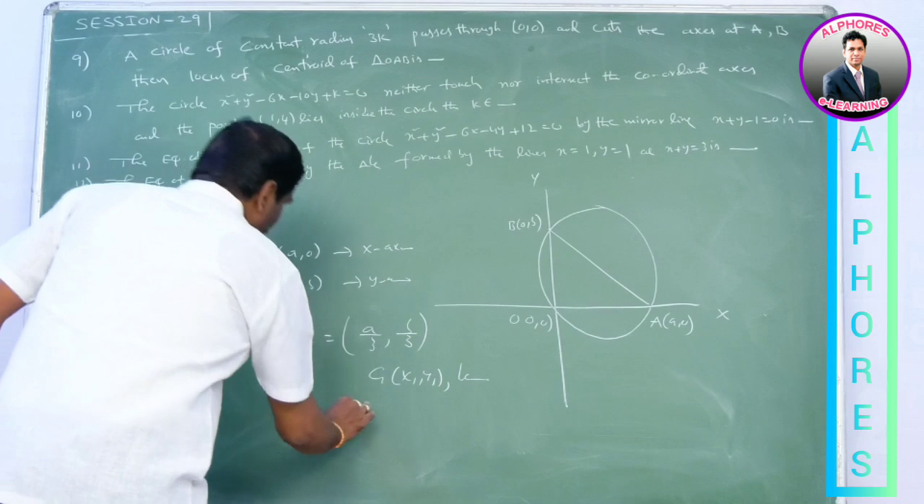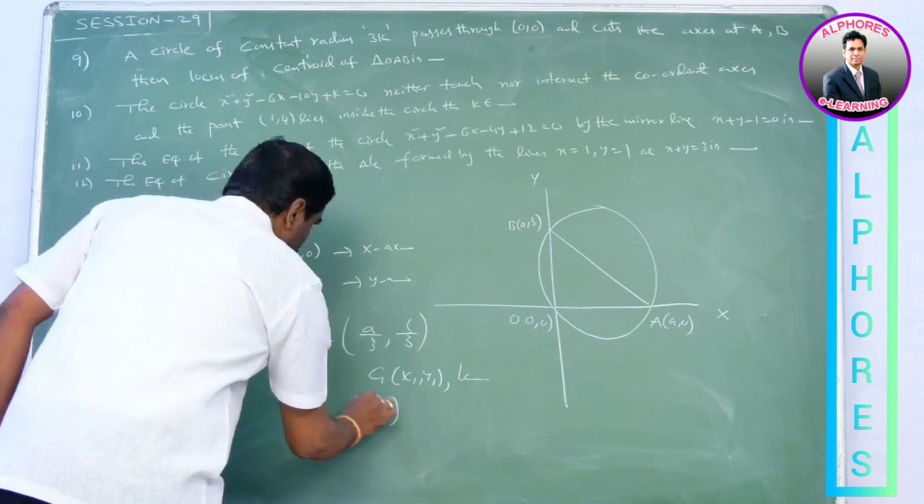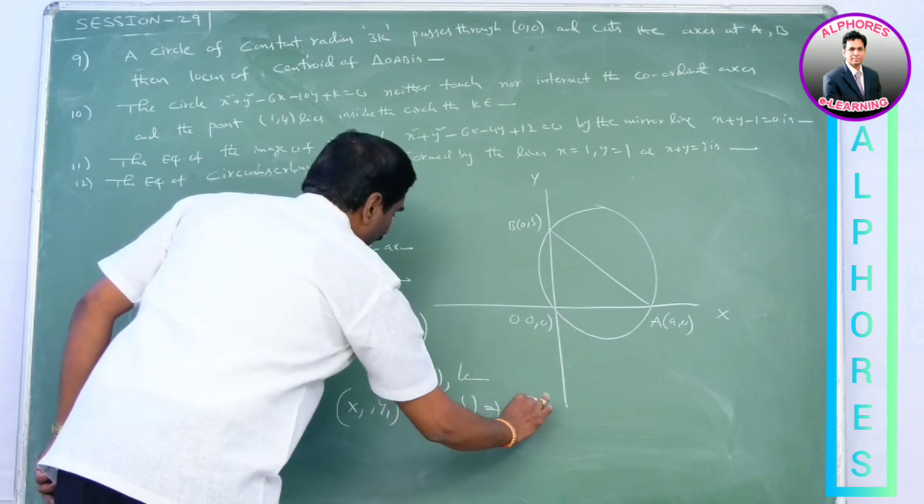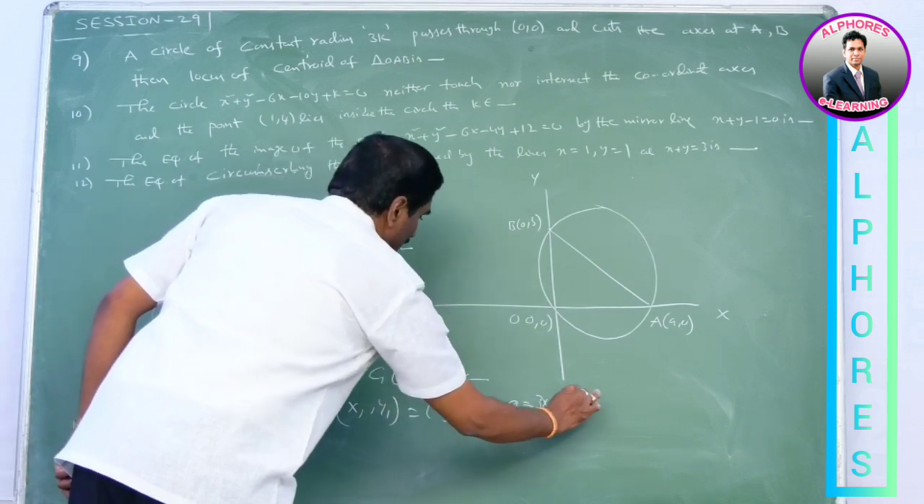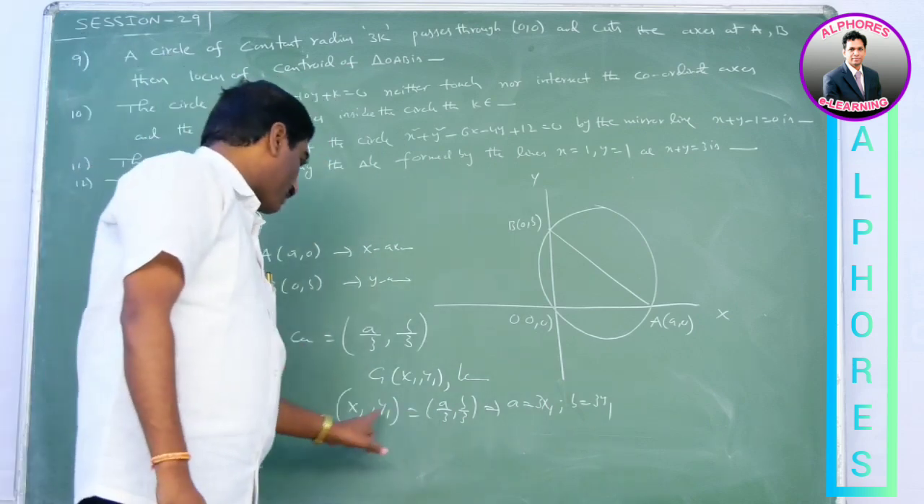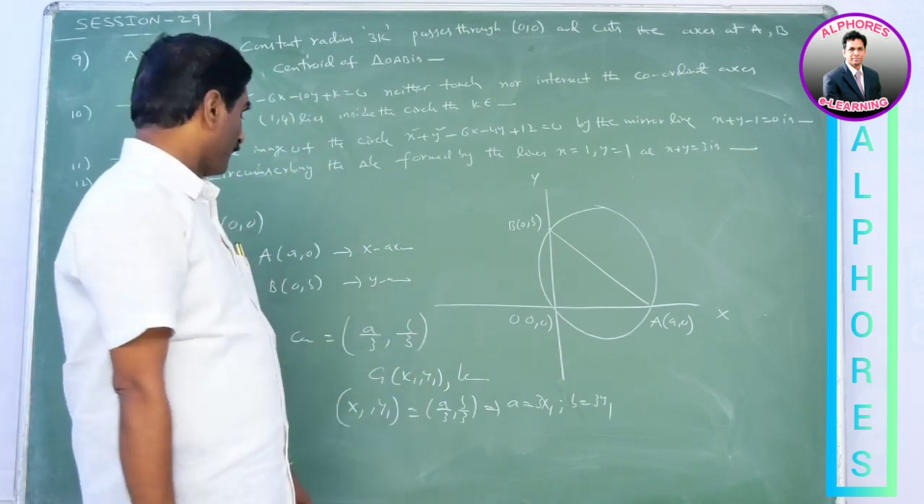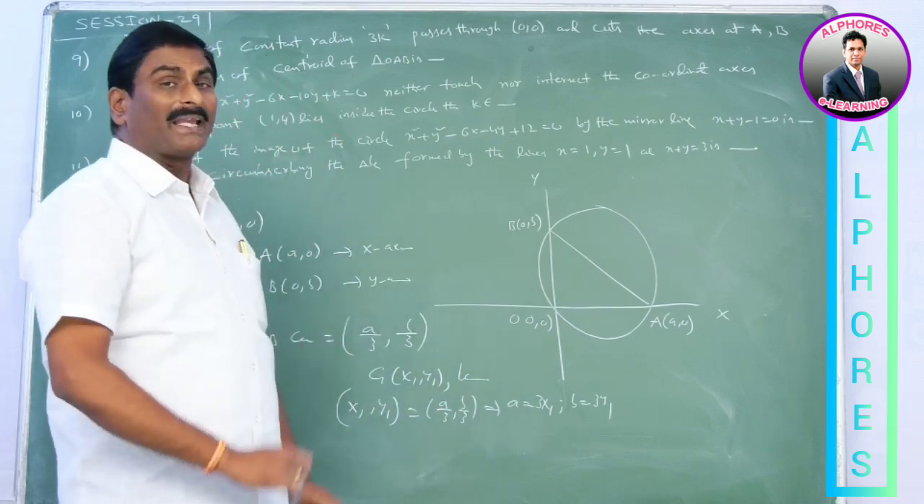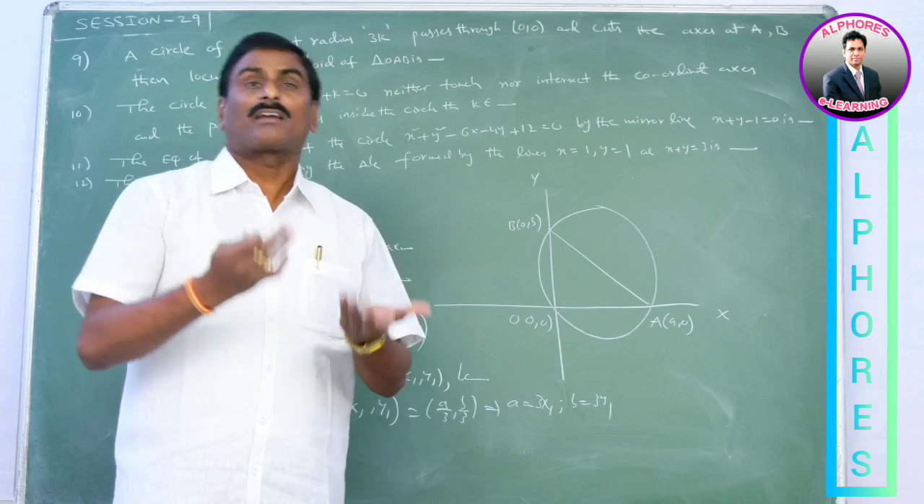Then G(x1, y1) is equal to (a/3, b/3). That implies a/3 is equal to x1, so a is equal to 3x1, and b/3 is equal to y1, so b is equal to 3y1. By eliminating a and b, we get the required locus.